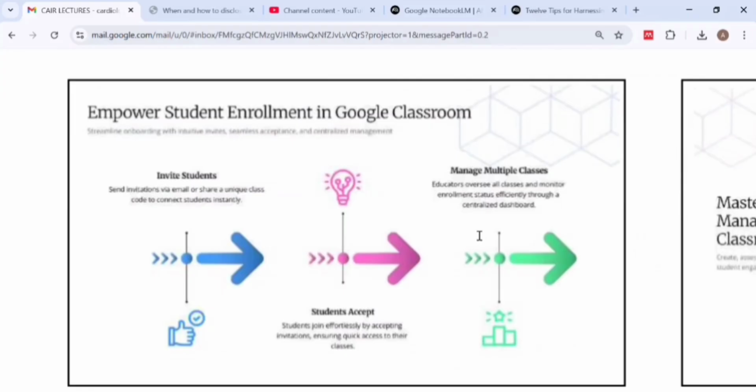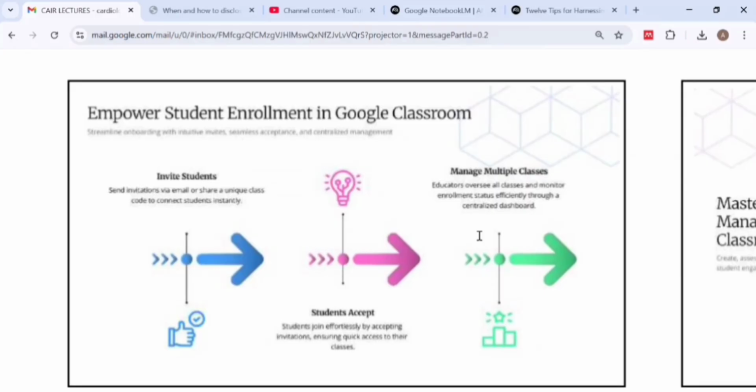Streamline student enrollment in Google Classroom, where you will invite students, send invitations by email, or share a unique class code to connect students instantly. After that, students will accept and join effortlessly by accepting the invitation, ensuring quick access to their classes. You will manage multiple classes and monitor enrollment status efficiently through a centralized dashboard.